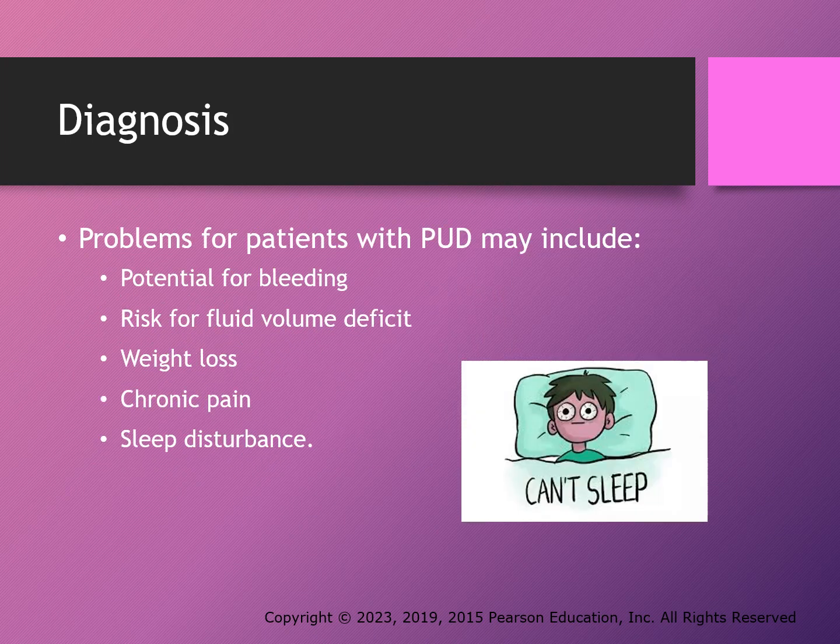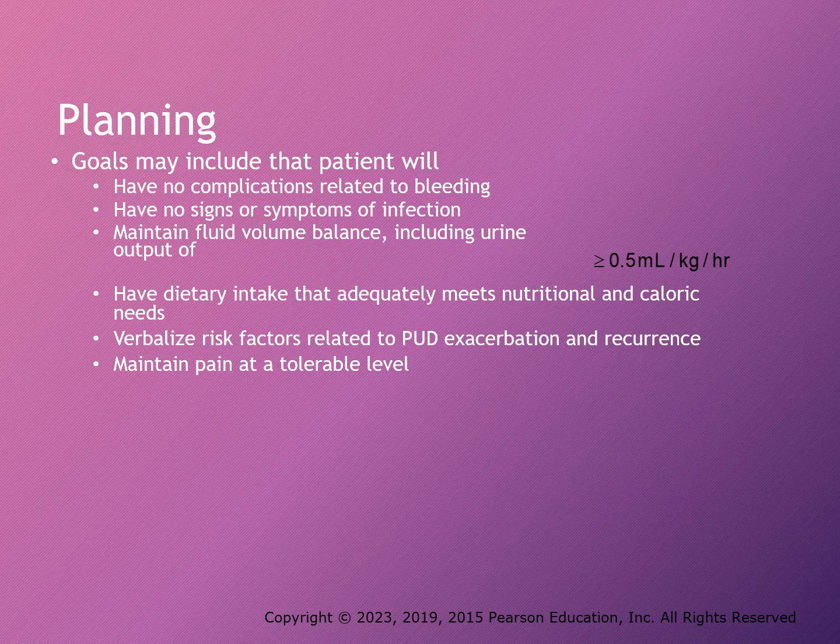So we want to really give a thorough observation of these things. Diagnoses: potential for bleeding, risk for fluid volume deficit, weight loss, chronic pain, and sleep disturbances. And this is not all. It's not a conclusive list.